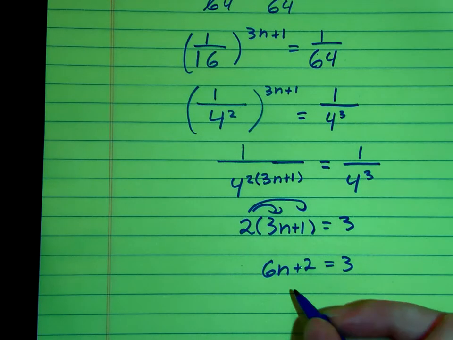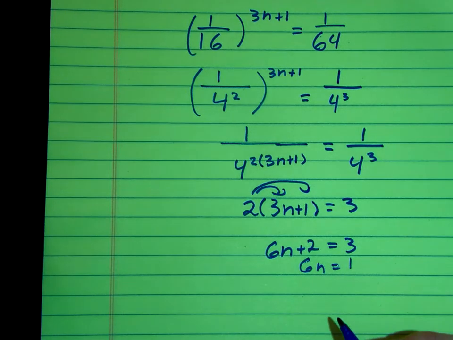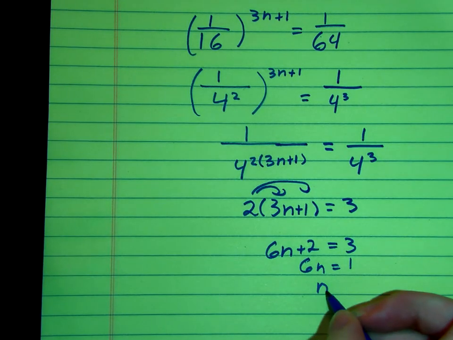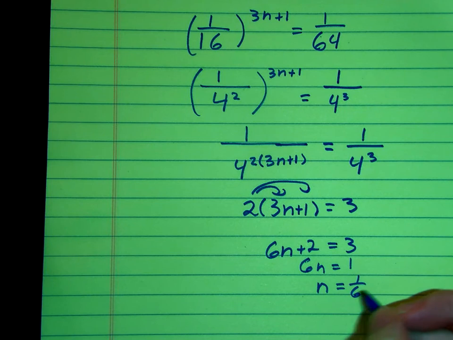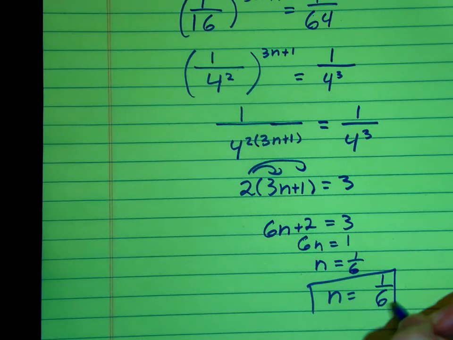Subtract over the 2. I get 6n equals 1. Divide by 6, I get n equals 1/6. Let me write that a little bigger, 1/6. N is 1/6, and I am done.